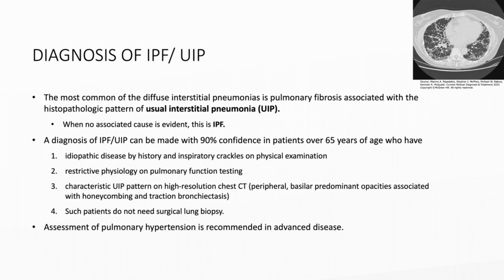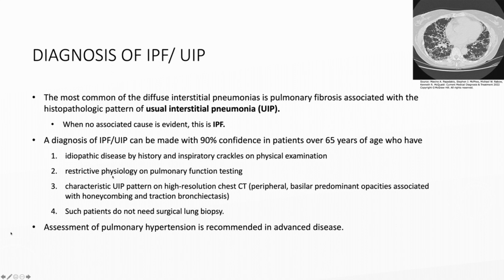All right, so how do we diagnose IPF or UIP, whichever you want to call it? The historical term is IPF, but like I said, the modern name for it is usual interstitial pneumonia. So we diagnose it when there's no associated cause evident. Essentially, it's a diagnosis of exclusion. It says that it can be made with 90% confidence in age 65 or over. And these are patients with idiopathic disease with history and inspiratory crackles.